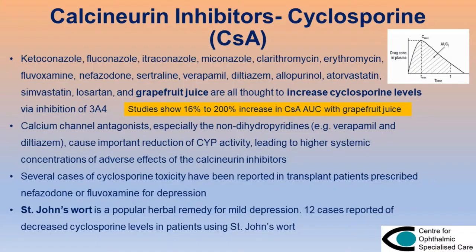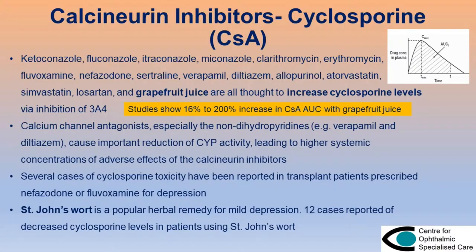As we said before, treatment for the high arterial pressure, such as verapamil and diltiazem, can create a reduction of the cytochrome 3A4 activity, which means that we have higher levels of calcineurin inhibitors in our system. There are reports, in transplant patients prescribed cyclosporine together with treatment for depression such as nefazodone or fluvoxamine, of increased cyclosporine toxicity.